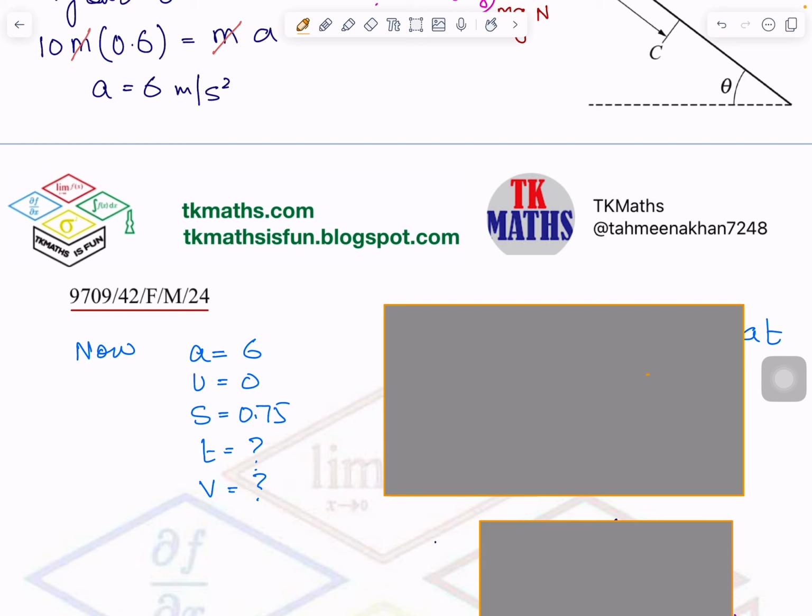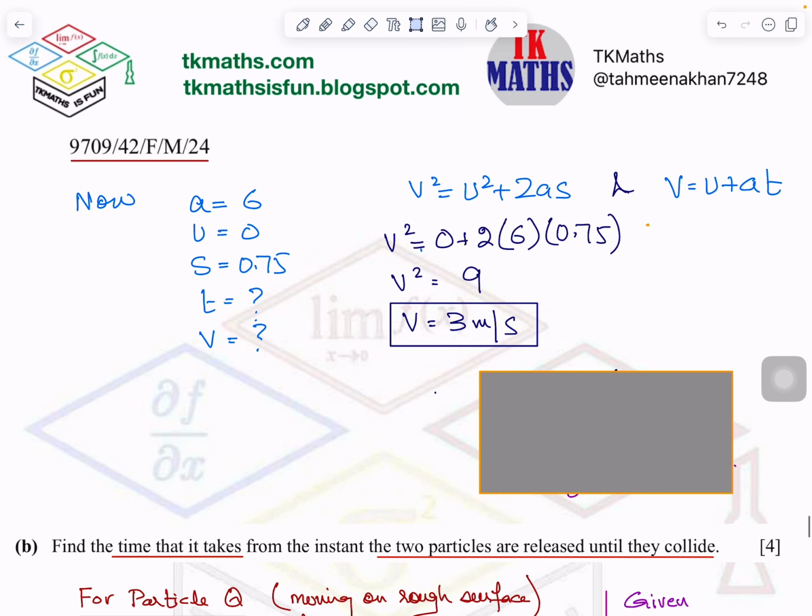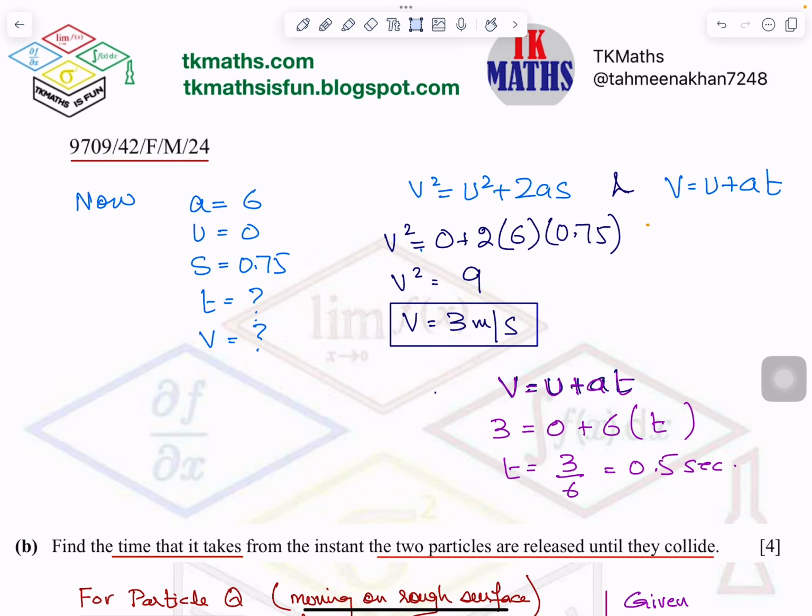So now if you see here, I have applied v squared equals u squared plus 2as, and v is 3 meters per second after substituting the values. Then I use v equals u plus at, and I got the time 0.5 second. So this is how we will do part A.